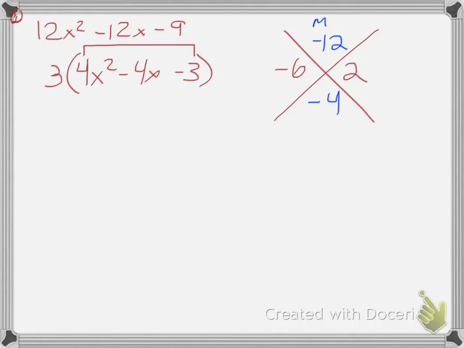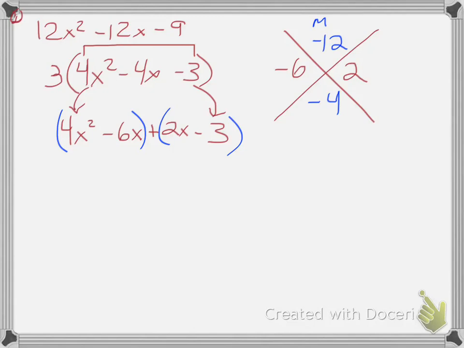So when I go to finish it, remember, you don't just put those numbers in parentheses. You need to have your first term and last term stay the same. So this goes here, this goes there, and the two middle terms are going to be the two numbers that you got, negative 6x, positive 2x. You have to remember to do the factor by grouping.